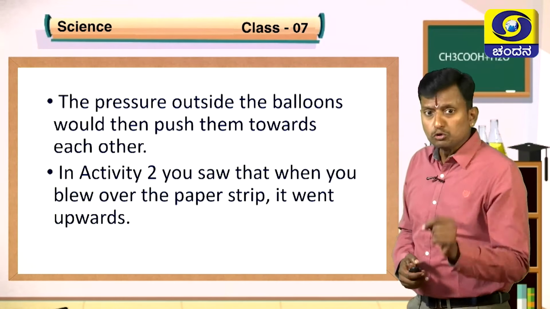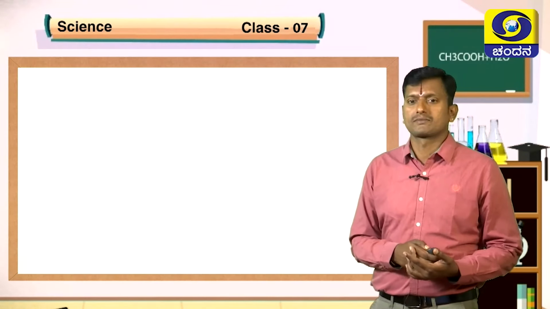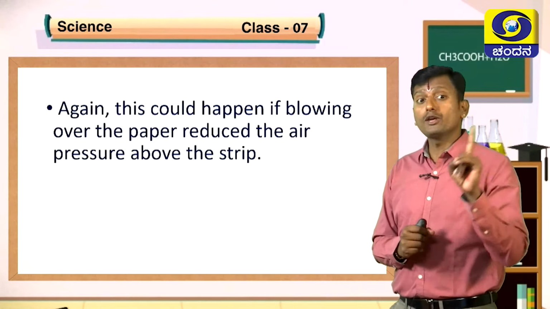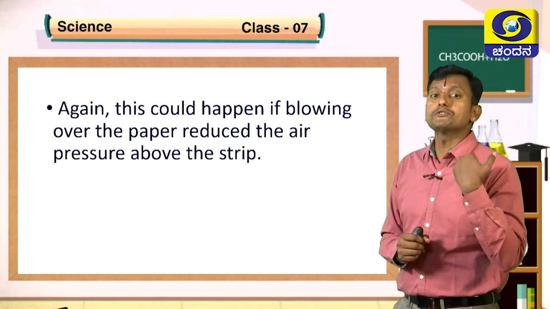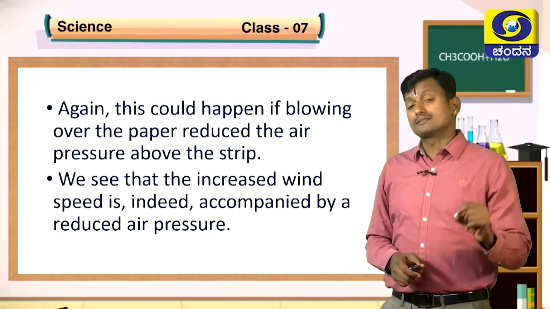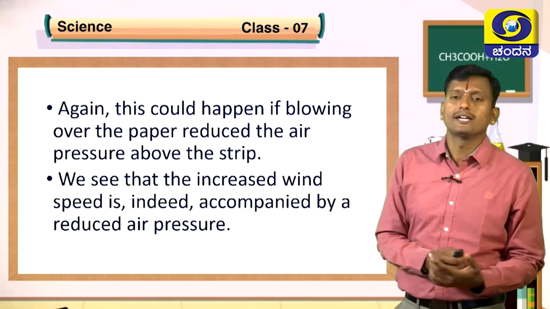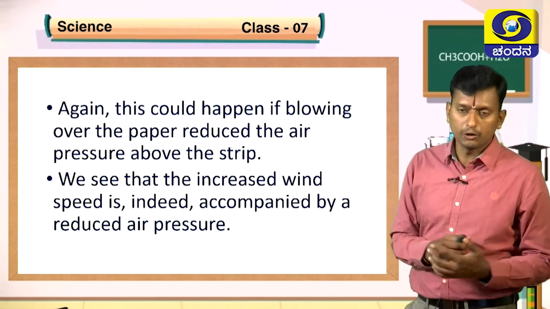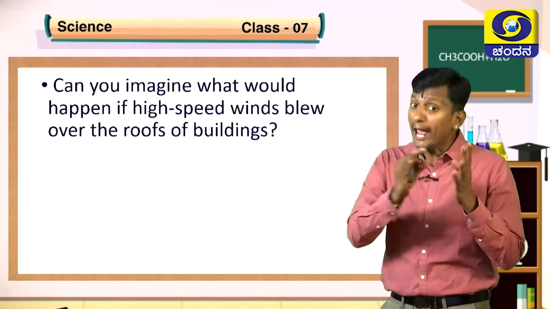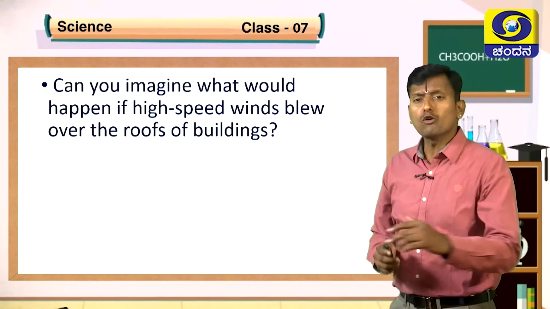In the next activity, we saw that when you blew over the paper strip, it went upwards. Again, this could happen if blowing over the paper reduced the air pressure above the strip. We see that the increased wind speed is indeed accompanied by reduced air pressure. You understand now? Students, can you imagine what would happen if high speed winds blew over the roof of buildings?